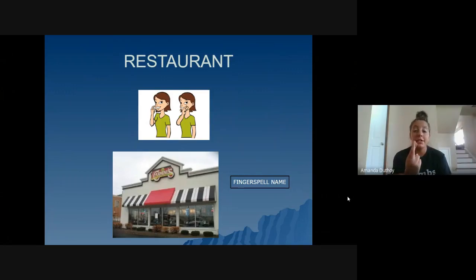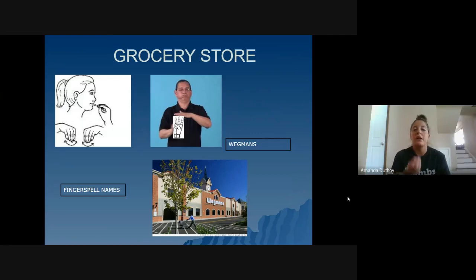Restaurant with your R hand shape on either side of your face. Restaurant. That is going to be initialized because it starts with an R and it has an R hand shape. Restaurant. Grocery store is food store. Food store. You can decide where to put that. Food is one-handed. Store can be symmetrical. So wherever you want to put grocery store.